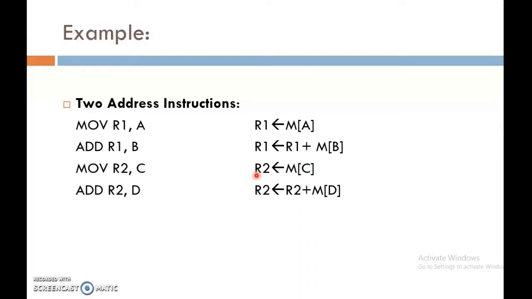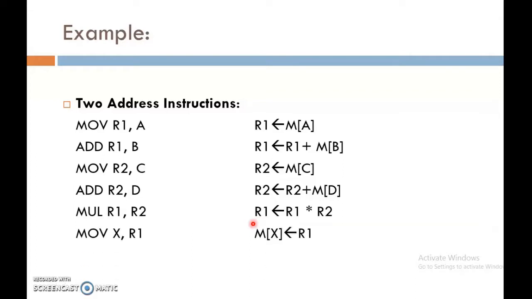Then the value of D from the memory location will be added to R2 register, and the answer will again be stored into R2 itself. Then we will perform R1 multiply R2, so that the multiplication will be performed on additions of AB and CD, and then the answer of multiplication will be stored into R1 register. So this is the way how 2 address instruction works.